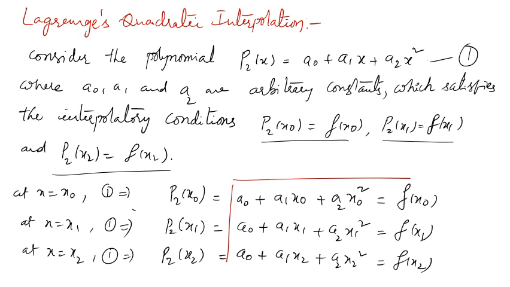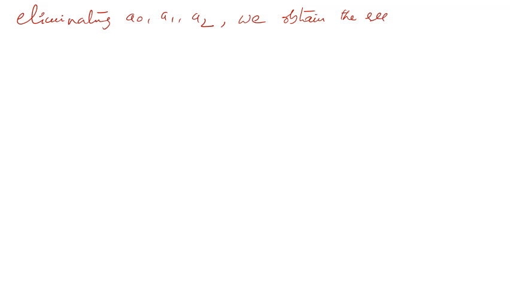Now consider this system of equations. Okay. And in this system, what are the unknowns? A0, A1, A2. I have to eliminate these arbitrary constants. So for that, what is the condition? Eliminating A0, A1, A2, we obtain the required quadratic polynomial as, what is this one? Von Neumann's determinant. You know that.